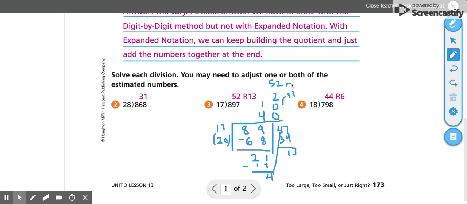So expanded notation works well when you're estimating, especially if you have an underestimate. That concludes my lesson for today.